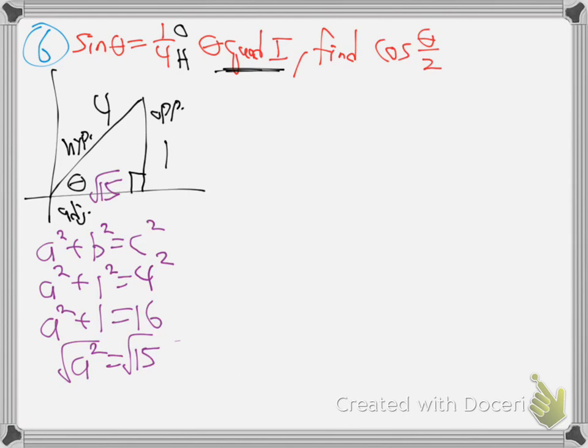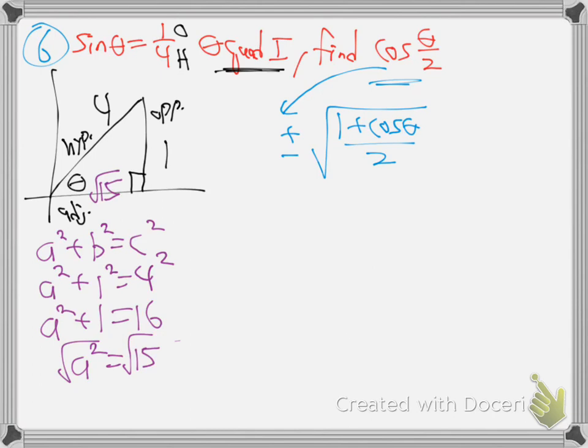So, all right, let's get down to business here. What do we need? We need the cosine of theta over 2. What's the formula for the cosine of theta over 2? It is plus or minus the square root of 1 plus the cosine all over 2, right? Yeah.